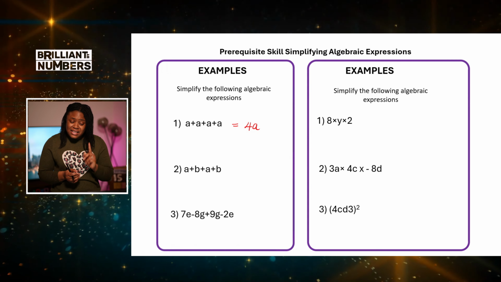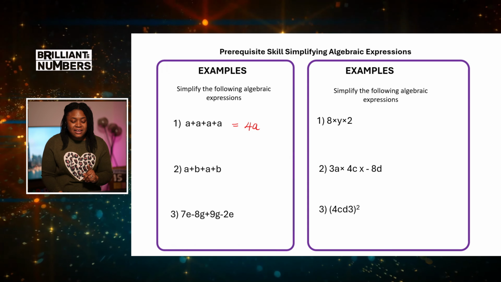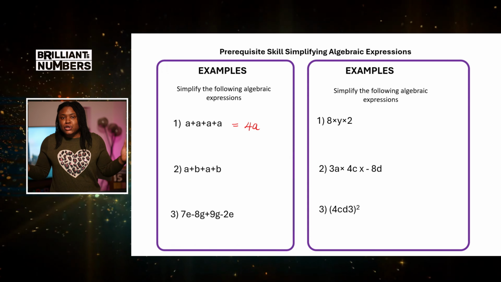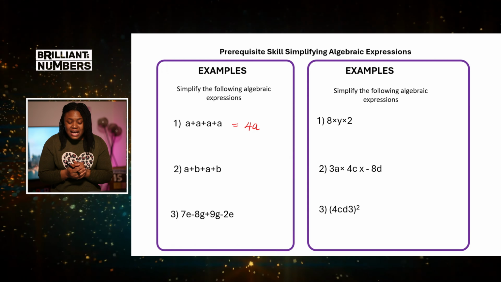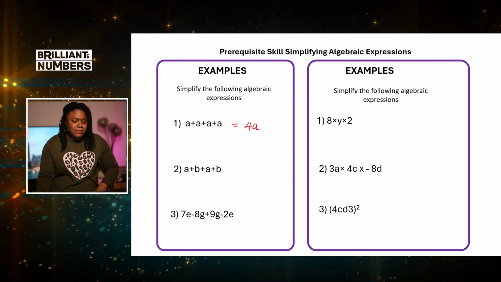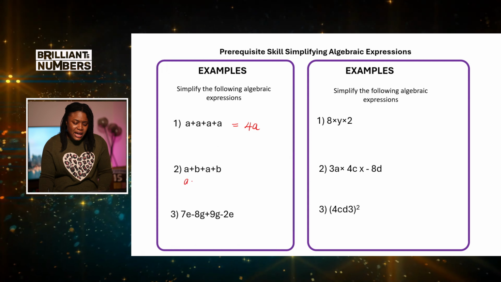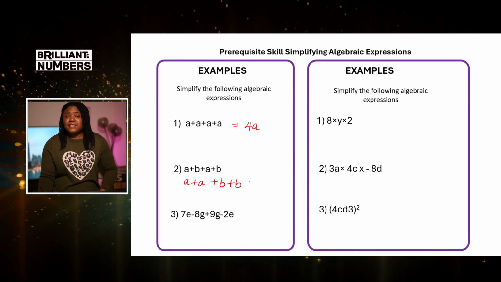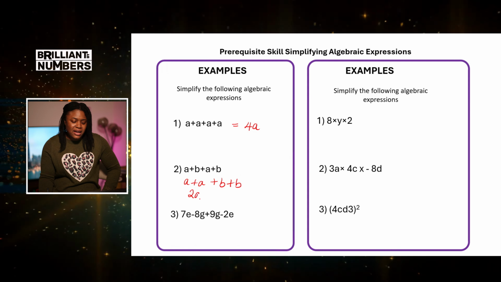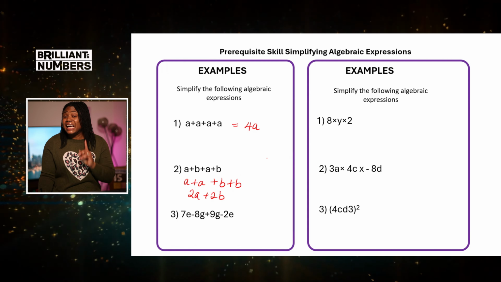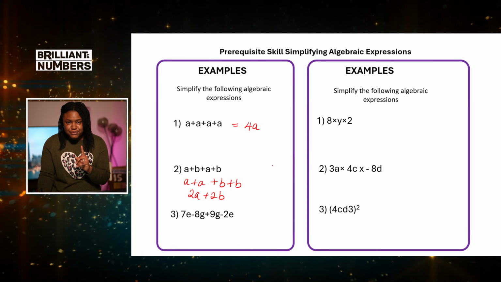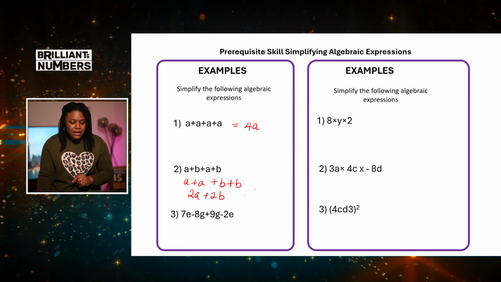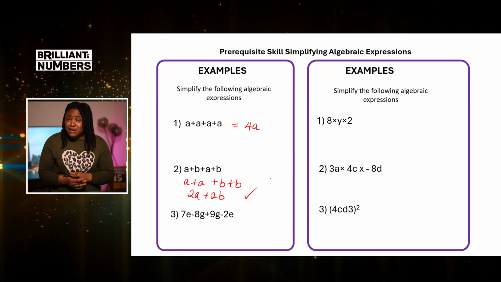Now consider the second example. We have add b, add a, add b. We can only add the a terms together and the b terms together. So I'm just going to collect them here. So I'm going to do a, add a, b, add b. And the answer is 2a add 2b. Cannot be simplified any further because a and b are unlike terms. Now that you get that idea, let's do example number 3.